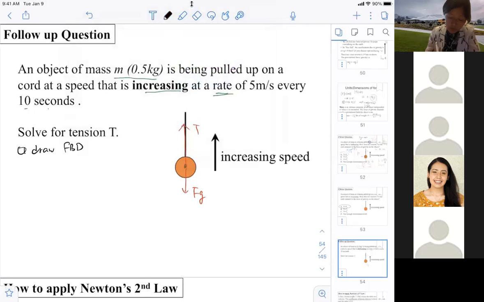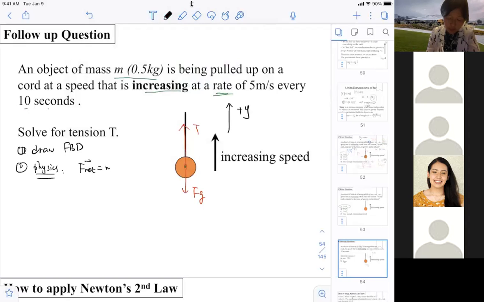Draw your free body diagram, label your forces, and choose your positive direction. I'm going to choose upward. You can always choose a different direction, downward. Okay, but here I'm just going to do upward. And then the second step is, okay, think about the physics. What kind of physics is involved? Well, first of all, certainly Newton's second law is involved. Let's try to do that first.